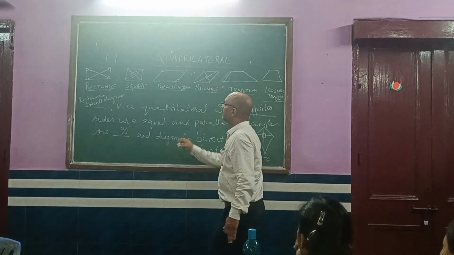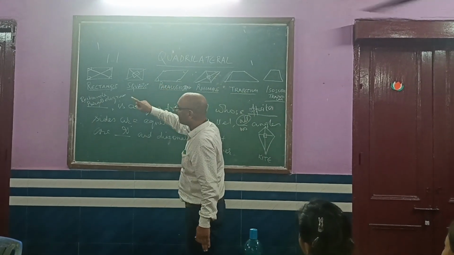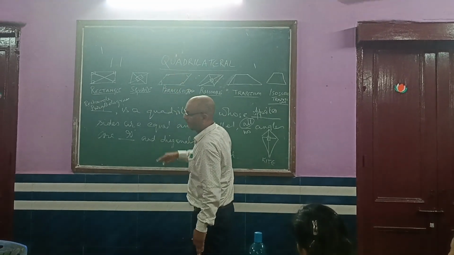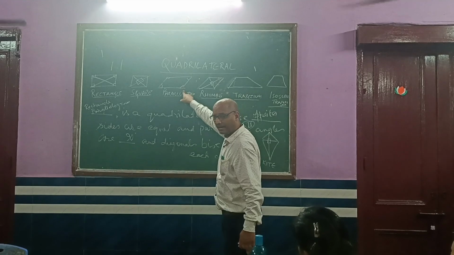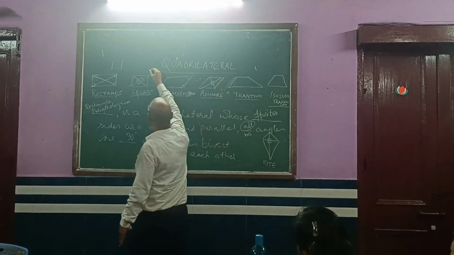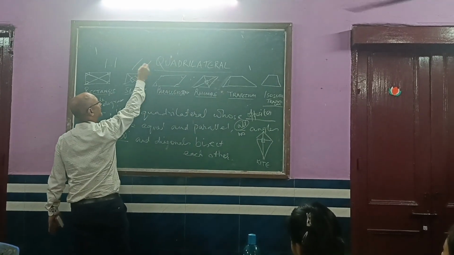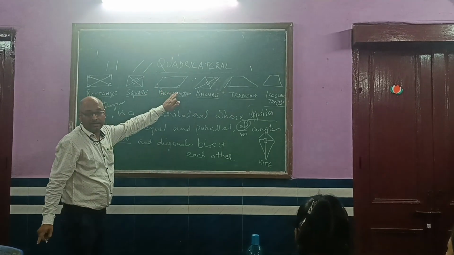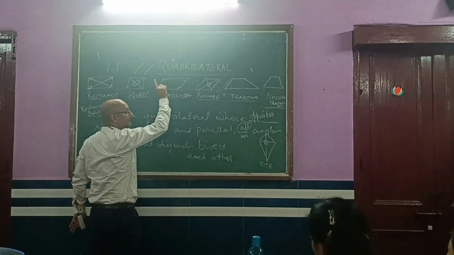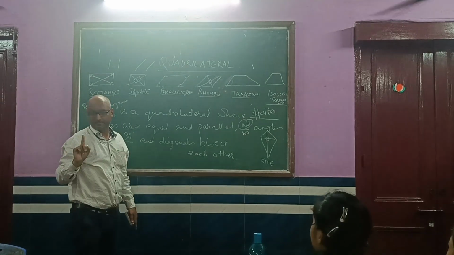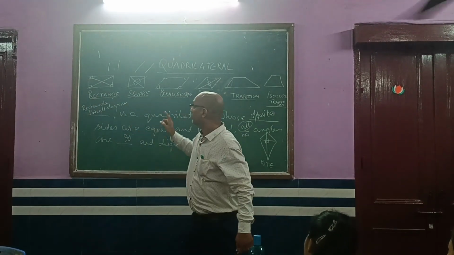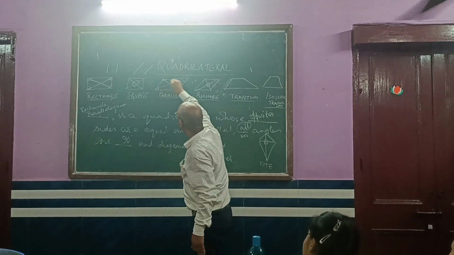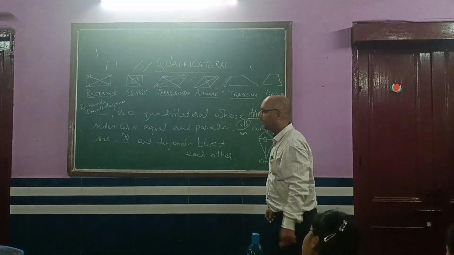Parallelogram देखो, parallelogram is a quadrilateral whose opposite sides are equal and parallel. They are parallel like this. They will never ever be meeting each other. No angles. Any of the angle is not 90 degree. They are not having 90 degree. So no angles are 90 degree, and diagonals bisect each other. Is that clear?